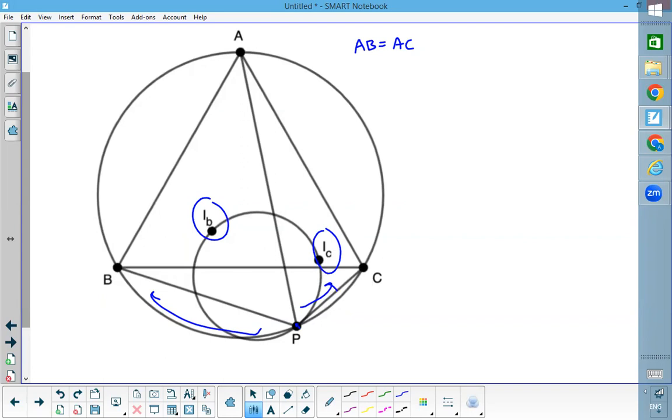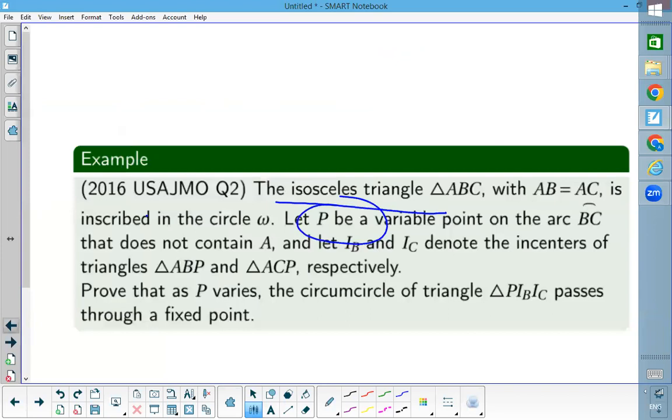Okay, and then we want to show that the circle that goes through P, IB, and IC. So basically the point P will define IB and IC. P is an arbitrary point, but we want to show that the circumcircle of IB, IC, and point P passes through a fixed point.